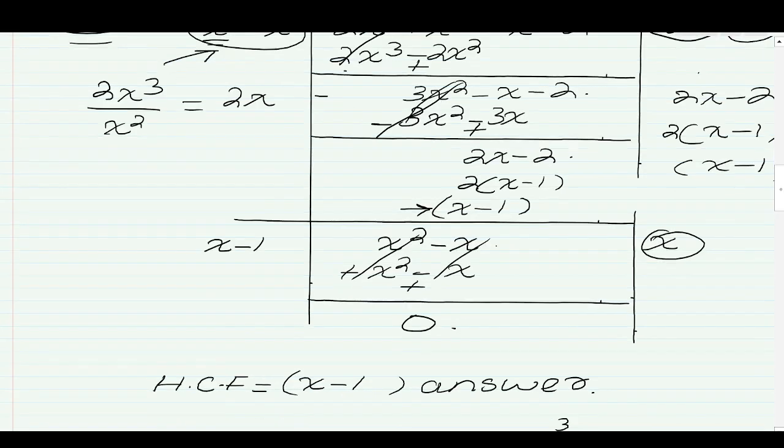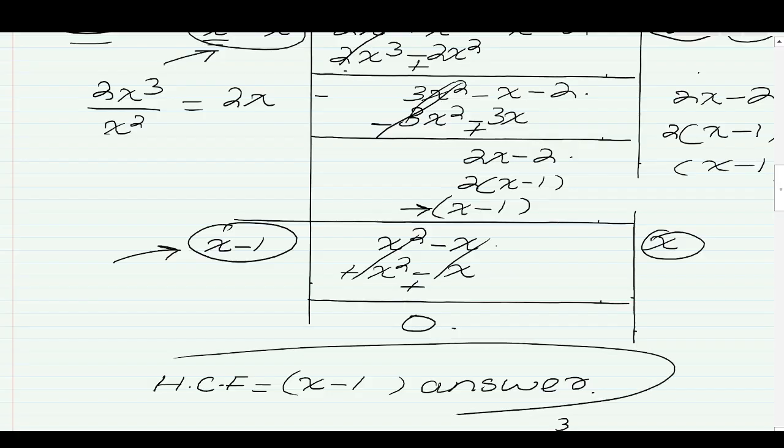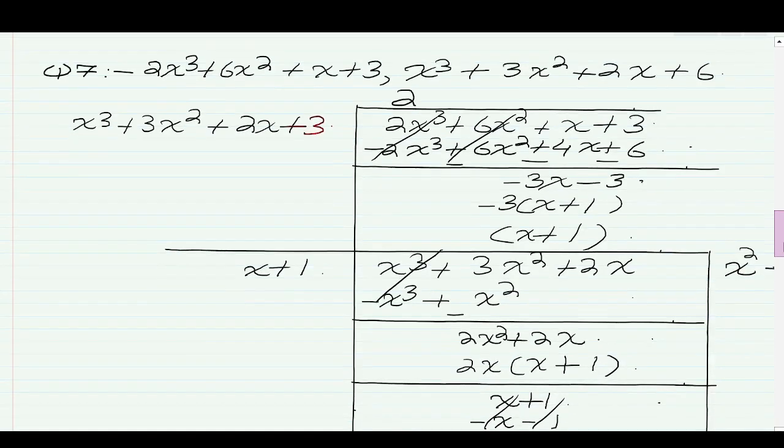So what will be our answer? X minus 1 will be our answer because it is the new divisor which helped us obtain the answer 0. So this is the answer. Now let's move on to question number 7.